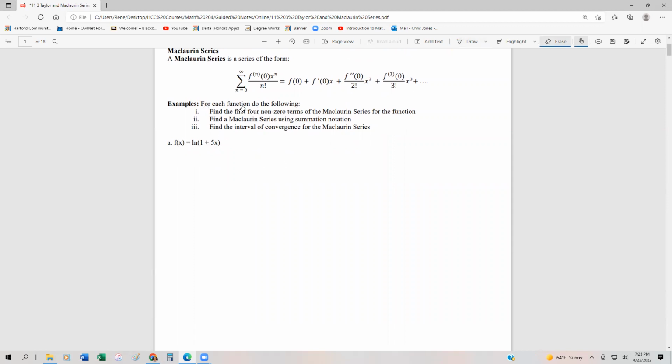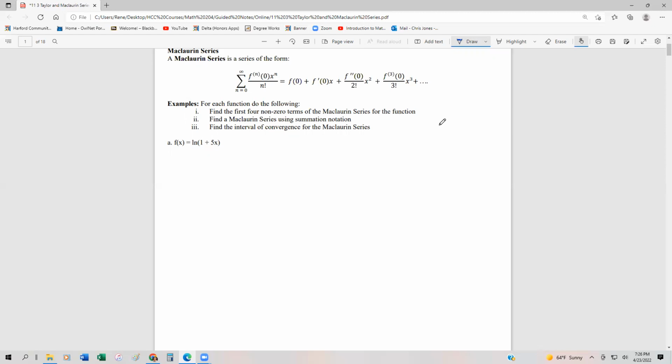And what we're going to do is find the first 4 non-zero terms of the Maclaurin series. Then we're going to find the Maclaurin series using summation notation. And then finally, we're going to find the interval of convergence, which we've done in previous sections. So first thing we're going to do is find some derivatives, and then we're going to evaluate each of the derivatives at 0.